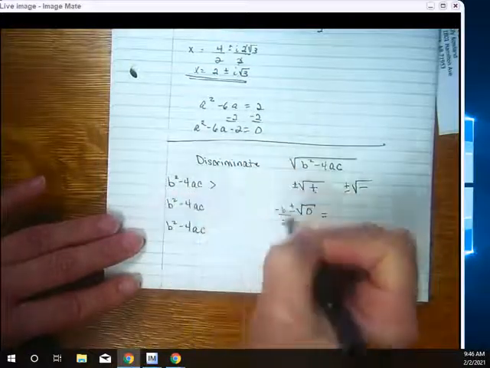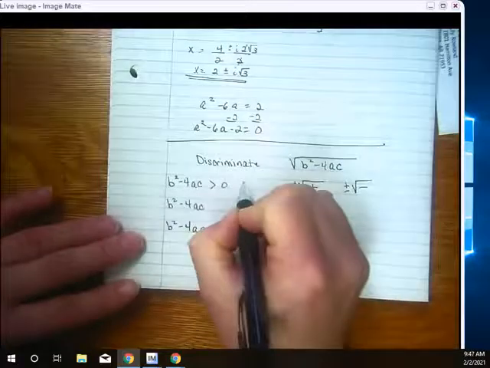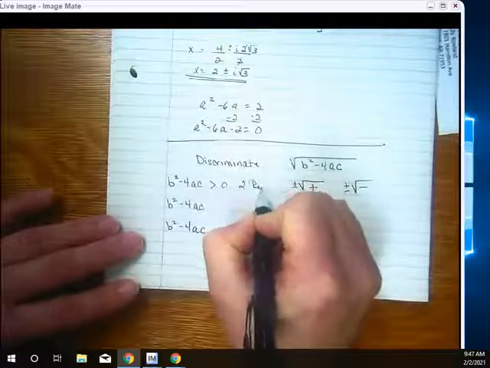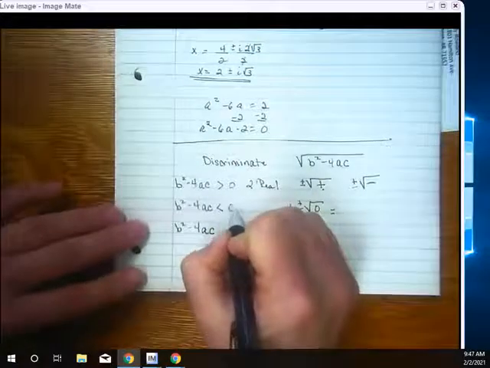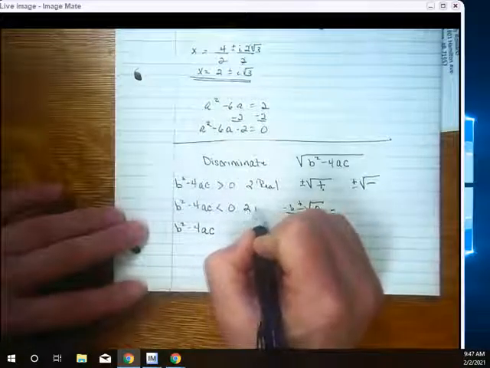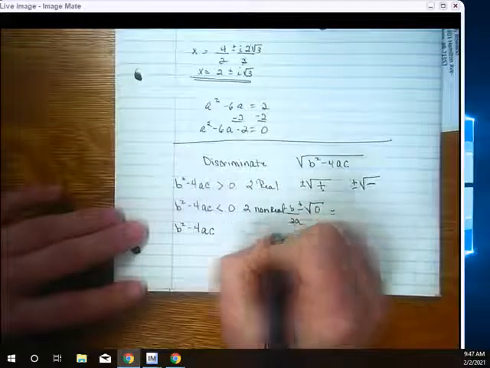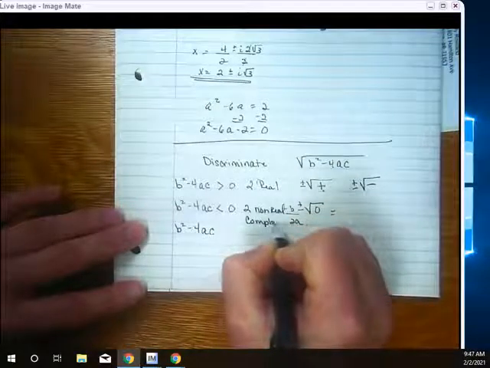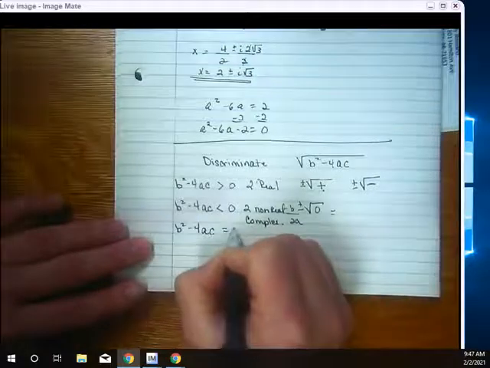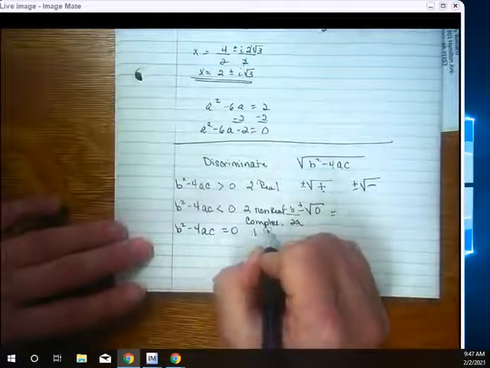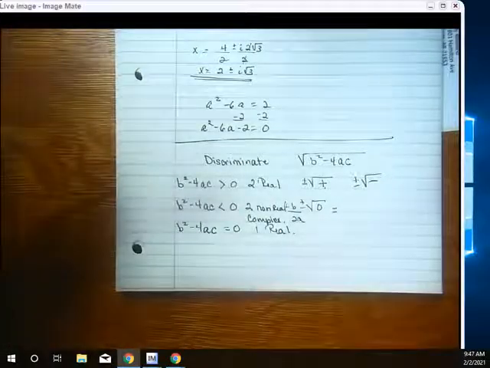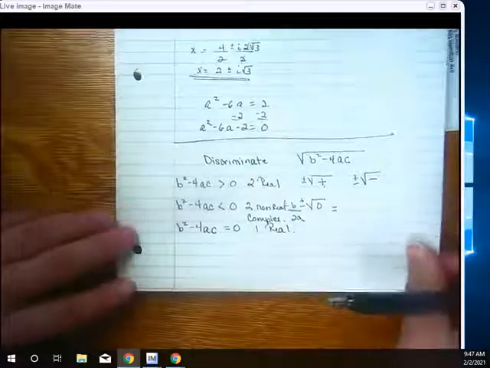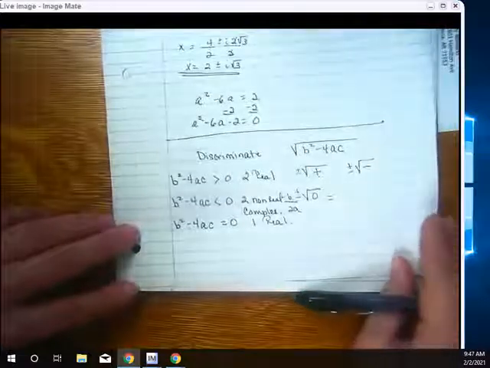When the discriminant is positive, or greater than 0, you're going to get 2 real answers. If your discriminant is negative, you're going to get 2 non-real complex numbers. And if it is equal to 0, you're going to get 1 real solution. You do not have to work out the whole quadratic formula to determine the nature or how many your answers are. You just have to use that discriminant.